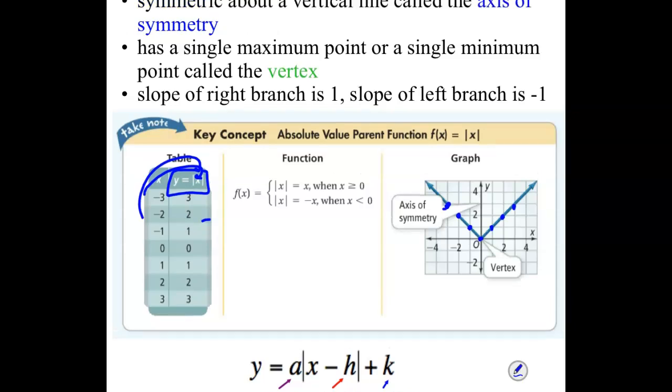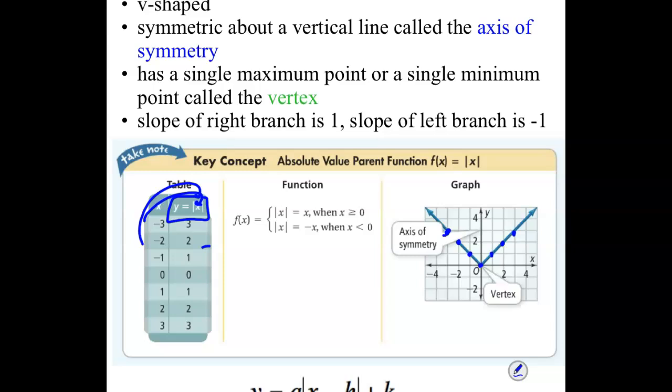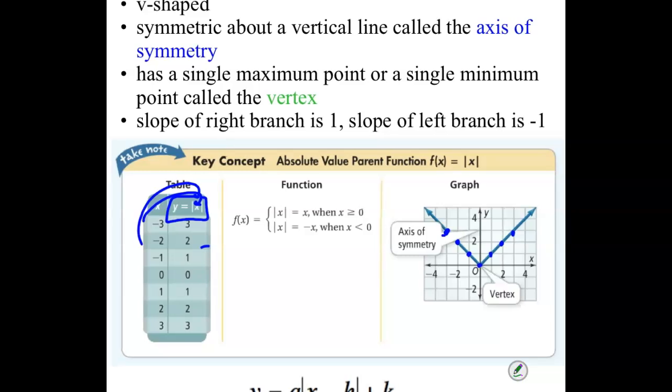Now, it said that it is symmetric. Our line of symmetry in this case is going to be the y-axis. All right? In other words, if we folded the paper along that dotted line, the two sides of our V-shaped absolute value graph would line up. So our axis of symmetry in this case would be the equation x equals 0, that vertical line. The vertex of our graph is down here. For this particular question, it is at the origin.